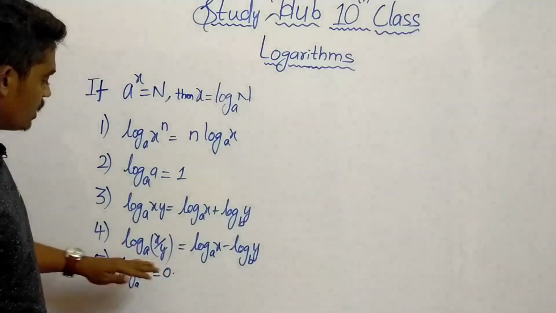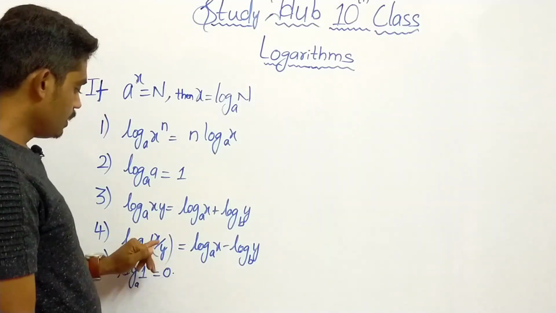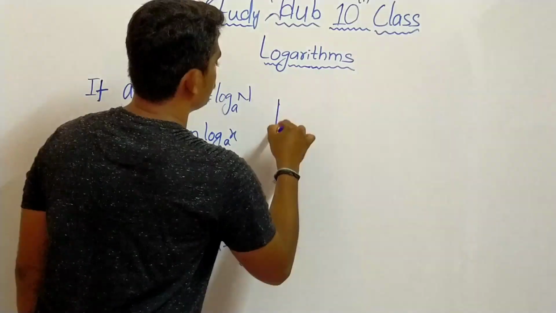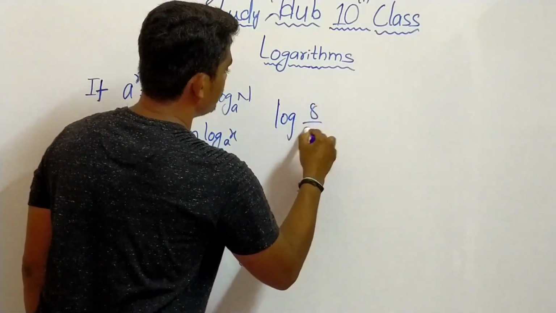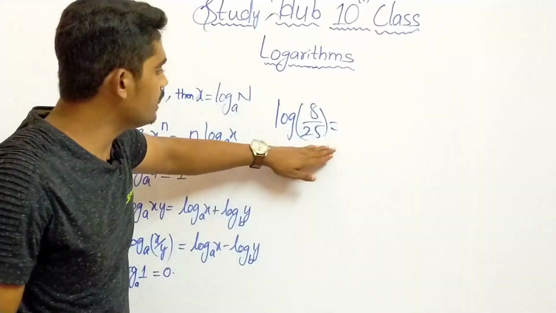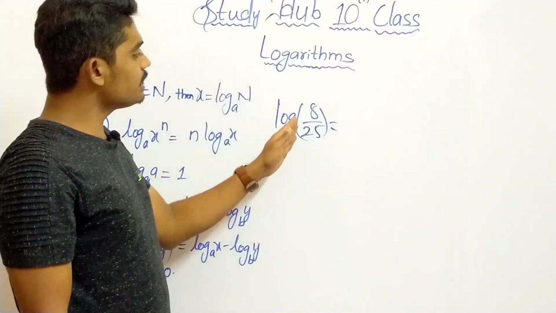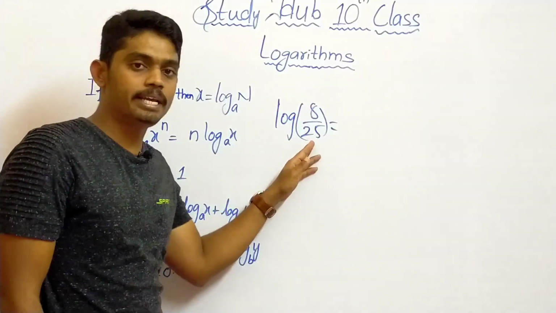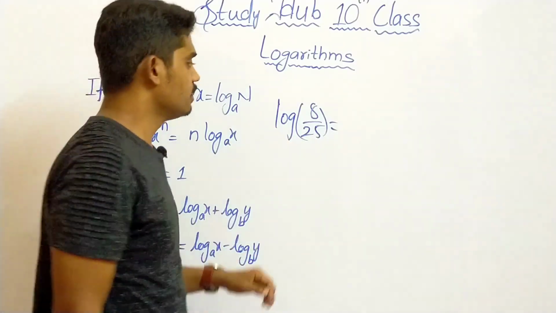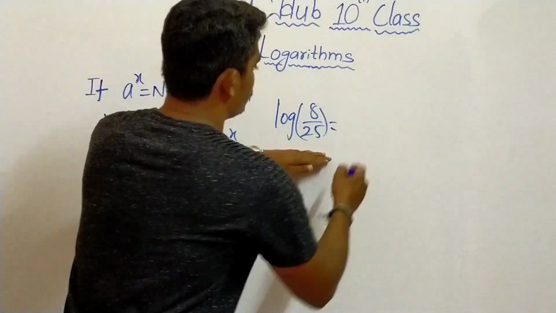When we have division of two numbers inside the logarithm, we get subtraction in the middle. For example, log of 8 divided by 25. See friends, you would need to get the divided value of 8 divided by 25, then apply the log. Obviously, 8 divided by 25 will be a decimal number, and applying logarithm to a decimal number is very difficult. So let us simplify this using the laws of logarithms.